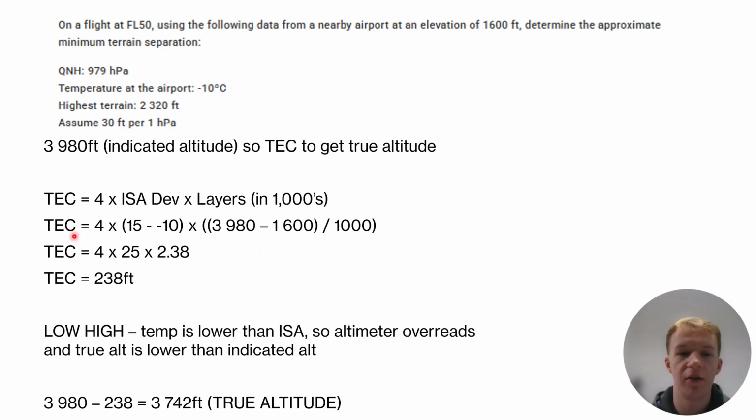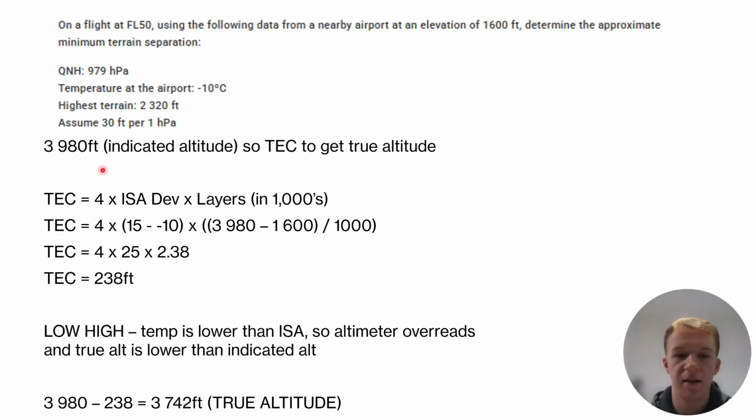So like I said, to find the true altitude, we're going to do our temperature error correction. The temperature error formula being 4 times the ISA deviation times layers in 1,000s. So we've got our 4. Now this is a bit difficult because it's a minus 10. So the ISA deviation between 15 and minus 10 is actually 15 plus 10, so it's 25 degrees different from ISA. You could just think about that in your head. You don't need to do a particularly hard calculation on your calculator. It's the difference between this and 15, which would be 25, as we said.